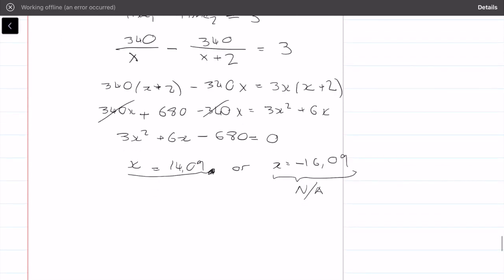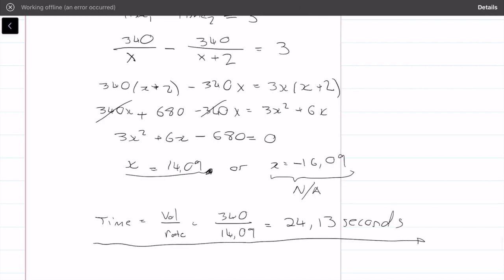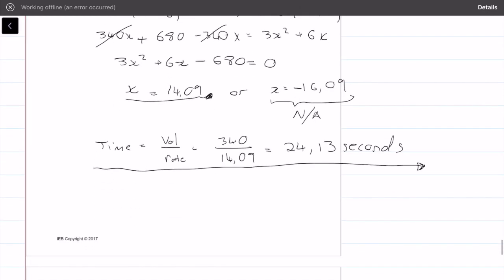So therefore, our time is equal to our volume over our rate, which is equal to 340 divided by 14,09, which is equal to 24,13 units of seconds.